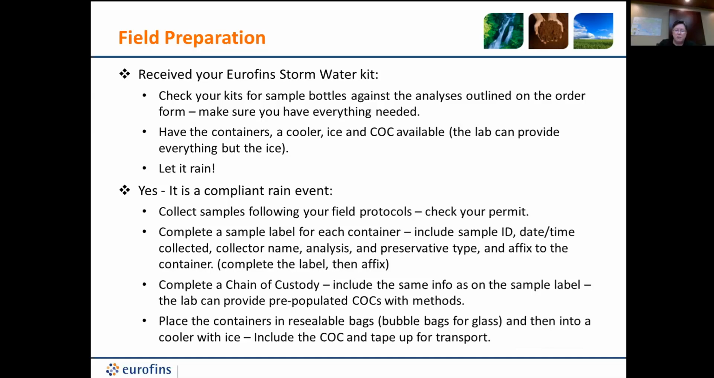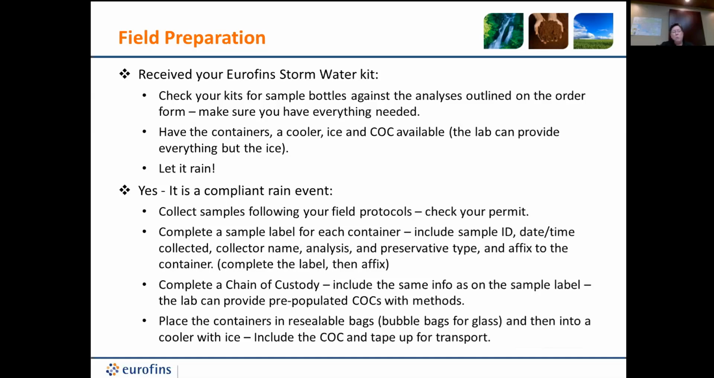Make sure your chain of custody is complete. Same info that's on the label is going to go on the chain of custody. And the lab can give you pre-populated COCs for your methods. And all you do is fill in like a date and a time that you've collected it. They can have everything else on there. You just have to work with your project manager. We do ask that you put containers in resealable bags and bubble bags for glass. We provide that as part of our kit. Then put it into a cooler with ice. Include the COC in a resealable bag and tape the box up for transport.